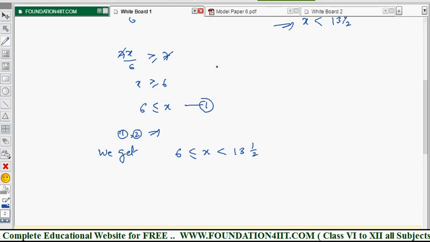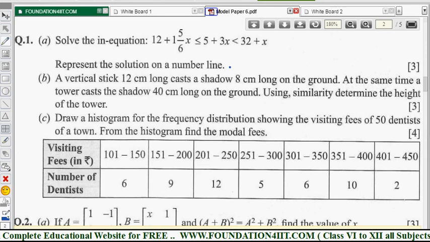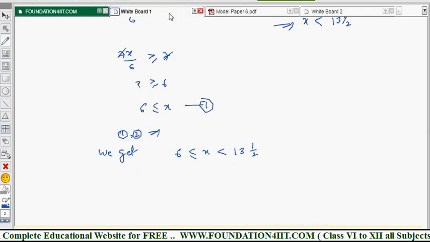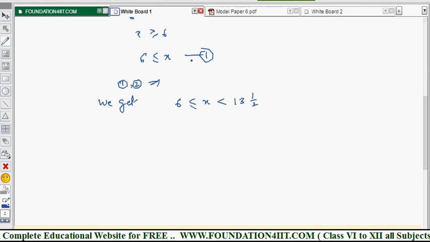If you observe the question, they did not mention anything related to x. Whenever it's not mentioned, x belongs to real numbers. Now the solution set is x such that 6 is less than or equal to x less than 13 1 by 2, where x belongs to real numbers.